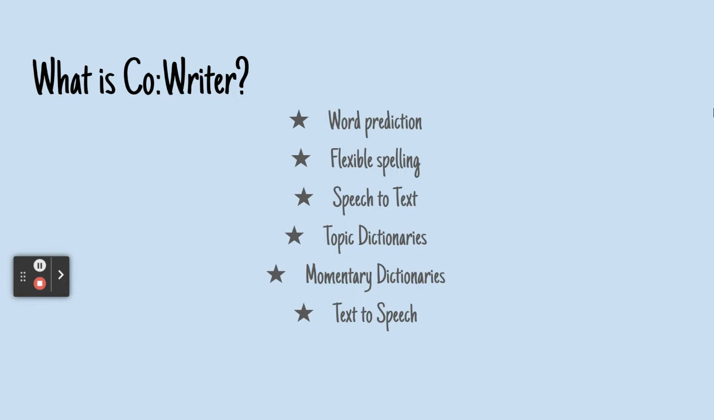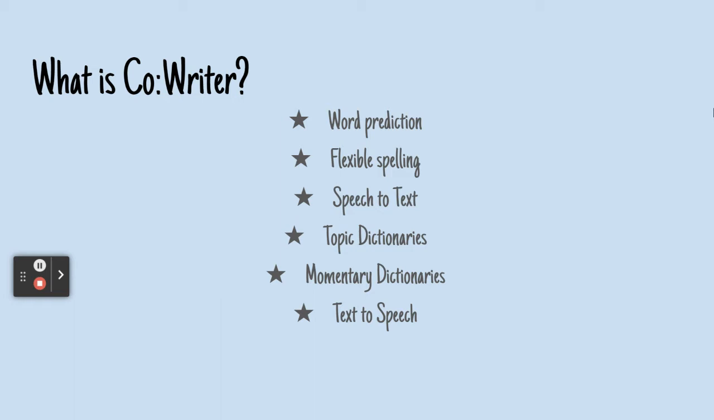It's a tool that uses word prediction, flexible spelling, speech to text, topic dictionaries, momentary dictionaries, and text to speech. Topic dictionaries are something that has been evolving with CoWriter. There are a lot of topics within there, a lot of literature that kids read in certain grade levels. So say you want to research dogs, you can turn on a dog dictionary and you're going to get tremendous vocabulary related to dogs. So it's going to make that word production even better.